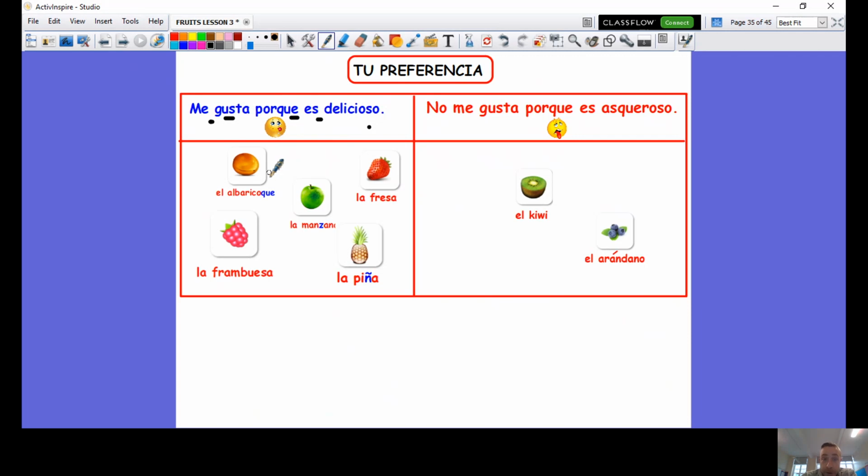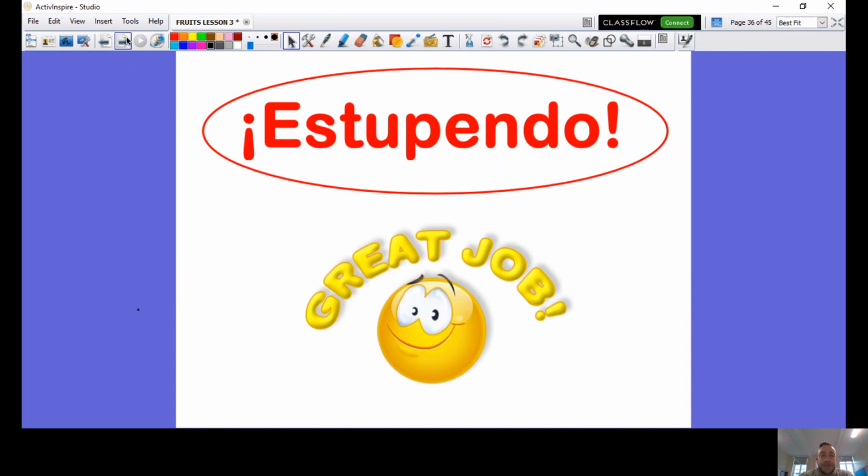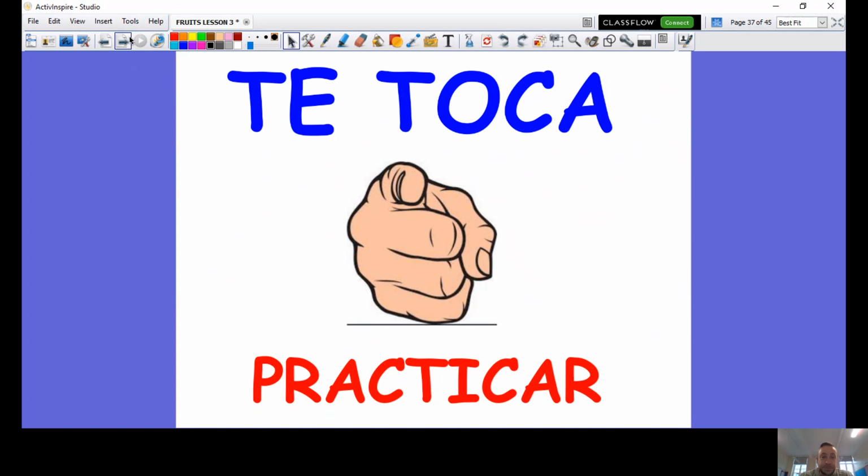I have el albaricoque, the apricot, la frambuesa, the raspberry, la manzana, the apple, la fresa, strawberry, and la piña, the pineapple. But I do have two fruits in no me gusta porque es asqueroso. I don't like it because it's disgusting. And I have el kiwi and el arándano, blueberry. Have you got any similarities with me? Are there any fruits that you've put in the same boxes? Muy bien, fantástico. Well done. Let's move on to our next section.